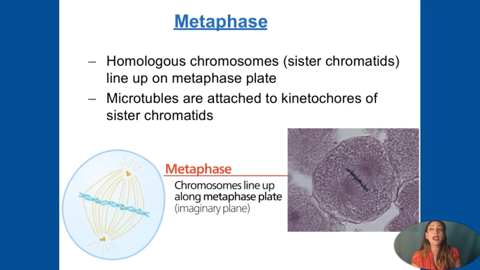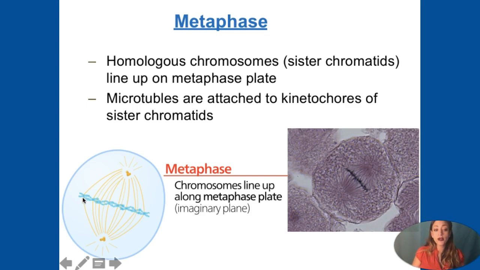Metaphase is where they line up on the metaphase plate. The metaphase plate is the imaginary line down the center of the cell. Homologous chromosomes or sister chromatids are lining up here on the metaphase plate, and microtubules are now completely attached to those handlebars, those kinetochores, on the sister chromatids.